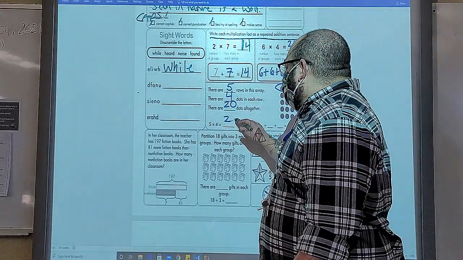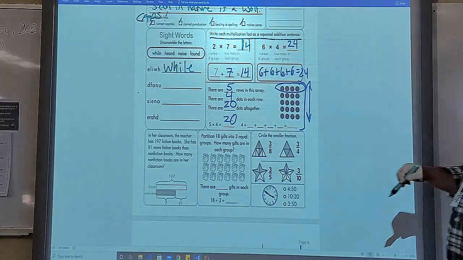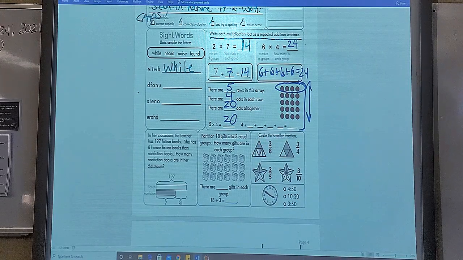Now, if we use repeated addition, what am I filling in those blanks with right there? What am I filling those blanks with?